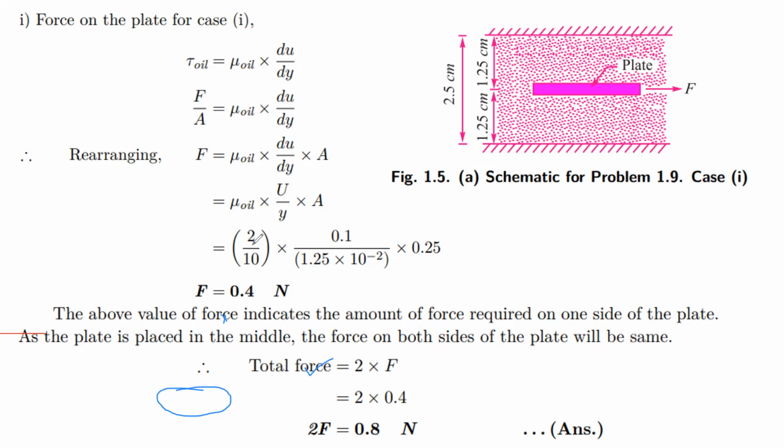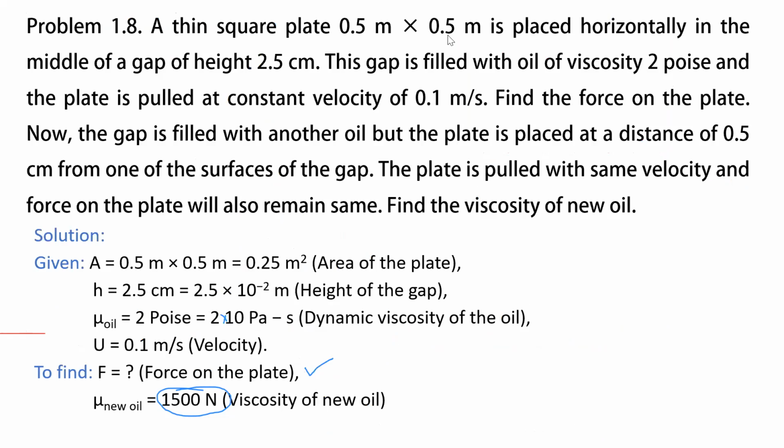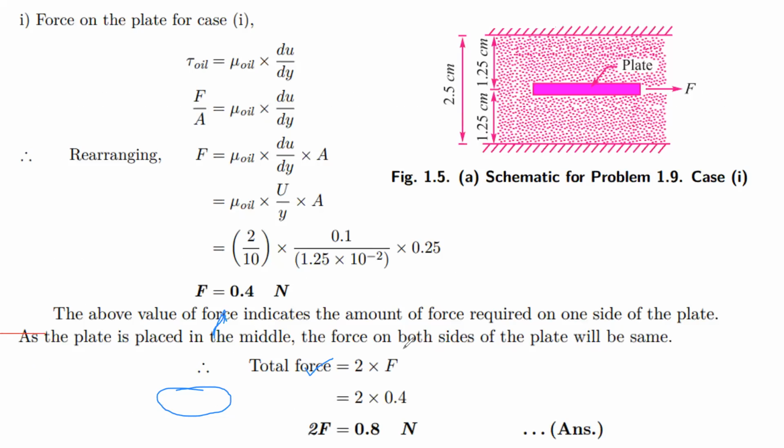So mu is 2 divided by 10. So it is not 2 into 10, it's 2 divided by 10. Sorry, I have made a mistake here. In order to convert poise to Pascal second, we have to multiply by 1 by 10, not 10. So now you see that 2 divided by 10 is converted from poise to Newton second per meter square. U is 0.1, velocity is 0.1 meter per second, as they have given. Y is 1.25 into 10 to the power of minus 2.